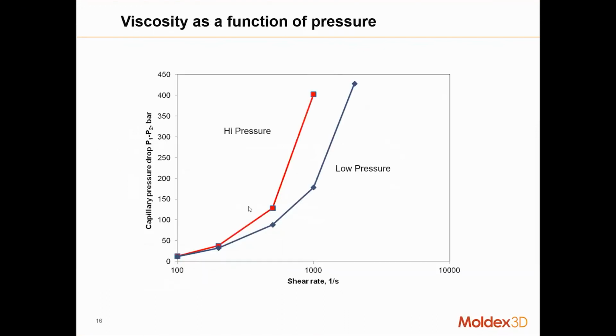So you see from this graph, higher pressure will generate higher pressure drop in the system, and lower pressure will generate lower pressure drop in the system. So this is just a graph representing viscosities as a function of pressure. This already tells us a lot about the importance of pressure in the injection molding system.